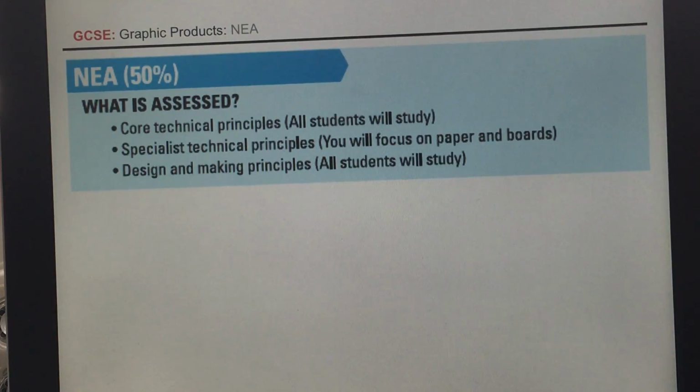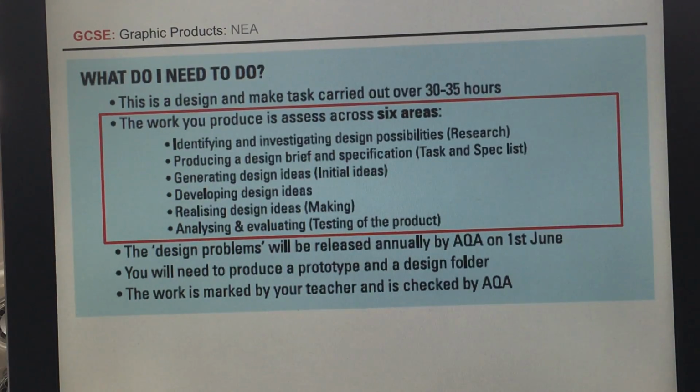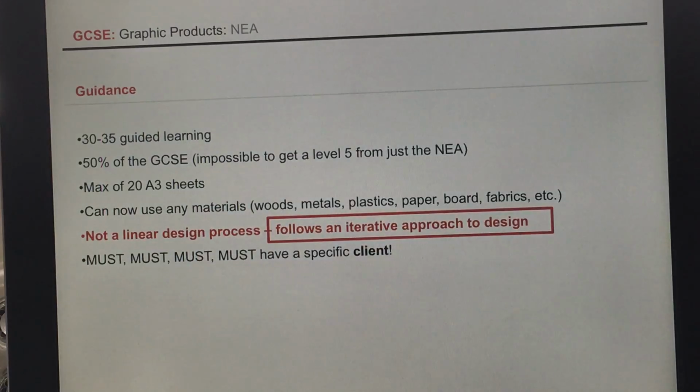So what's assessed? There are 6 areas to be looking at. One of them is identifying and investigating design possibilities, which is the research. Then it moves on to a shorter section on the design brief and tasks. Then you've got your ideas, your development, the making, and then you've got the evaluating. But we're going to focus on the first bit, identifying and investigating design possibilities.